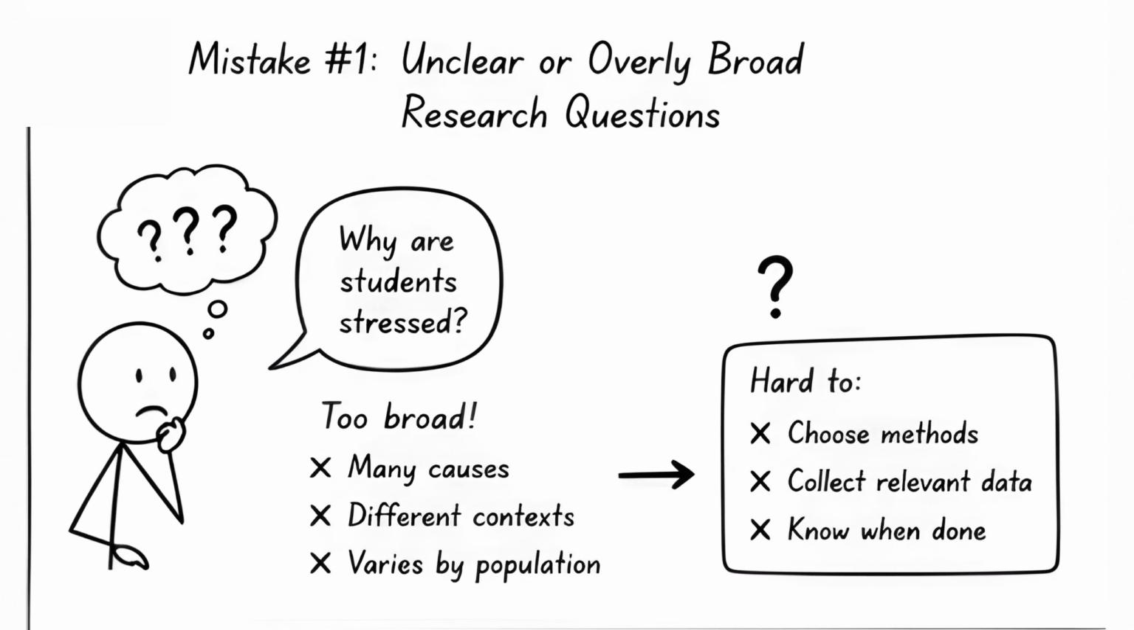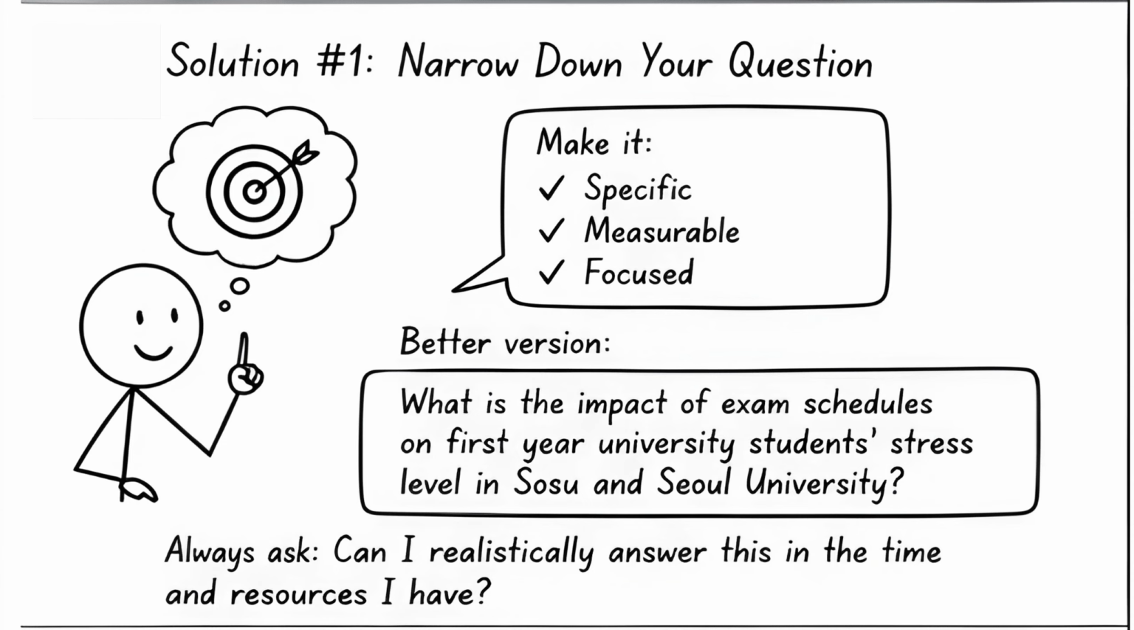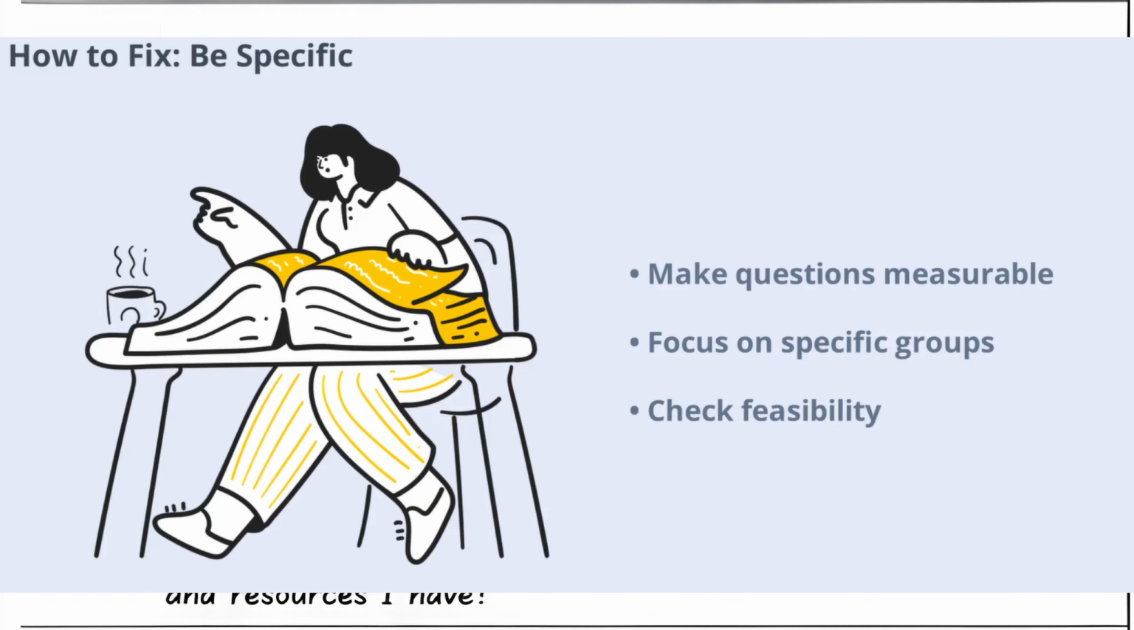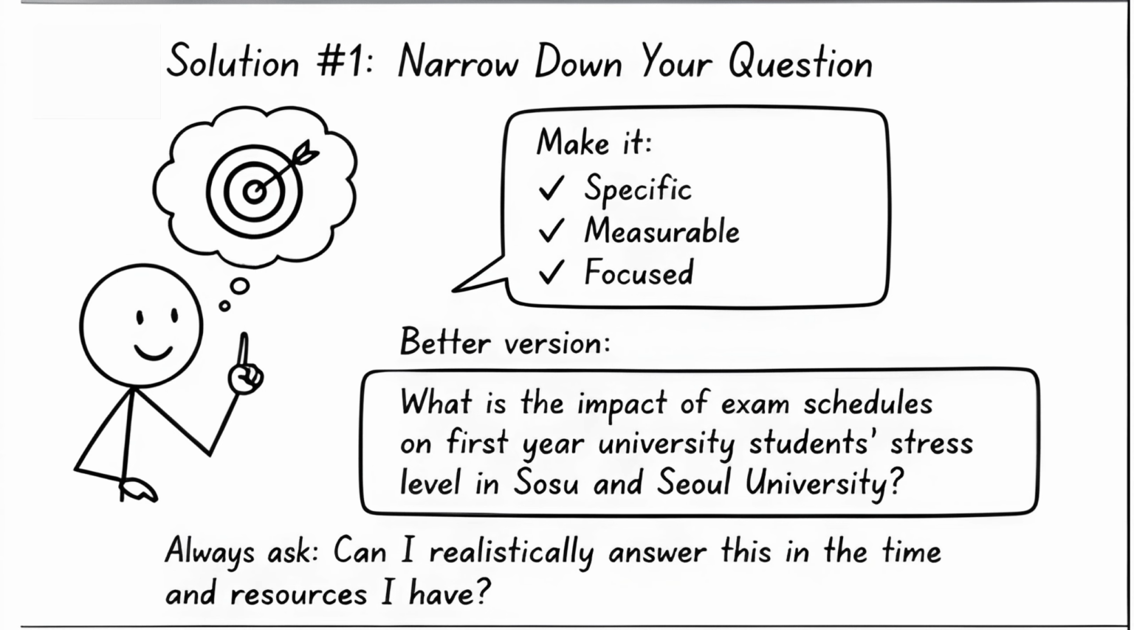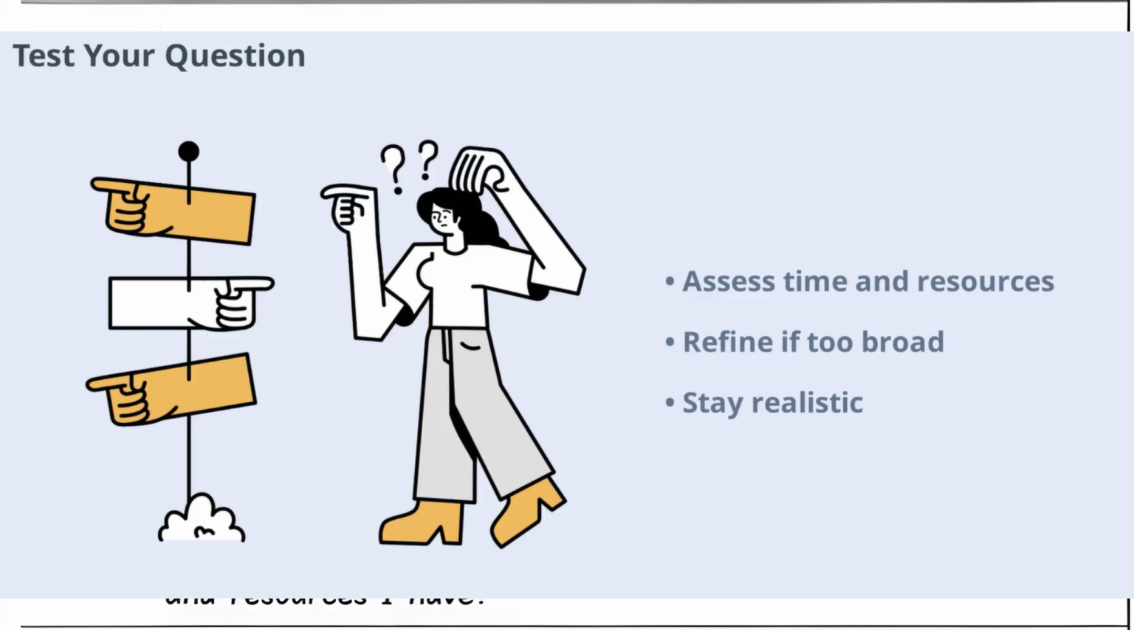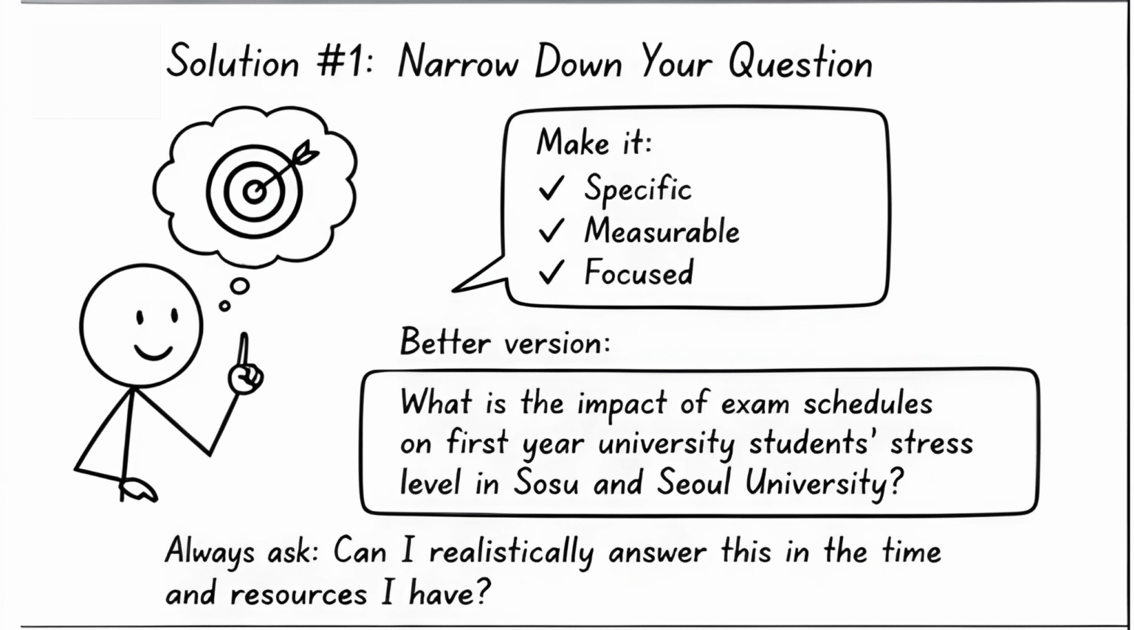So the solution here is to always narrow down your research questions. Make your questions specific, measurable, and focused. So a better version of why are students stressed can be, what is the impact of exam schedules on first-year university students' stress level in so and so university? So you should always ask yourself these questions when you are trying to know if your research question is overly broad or not. You can ask yourself if you can realistically answer this in the time and resources you have. So can I realistically answer this question in the time and resources I have? If not, that means your research question needs to be further refined.